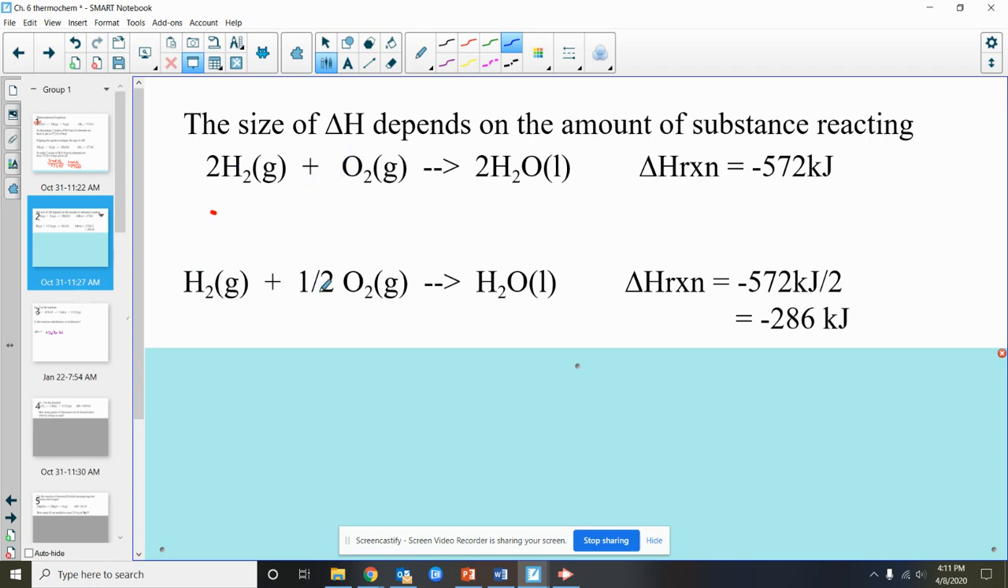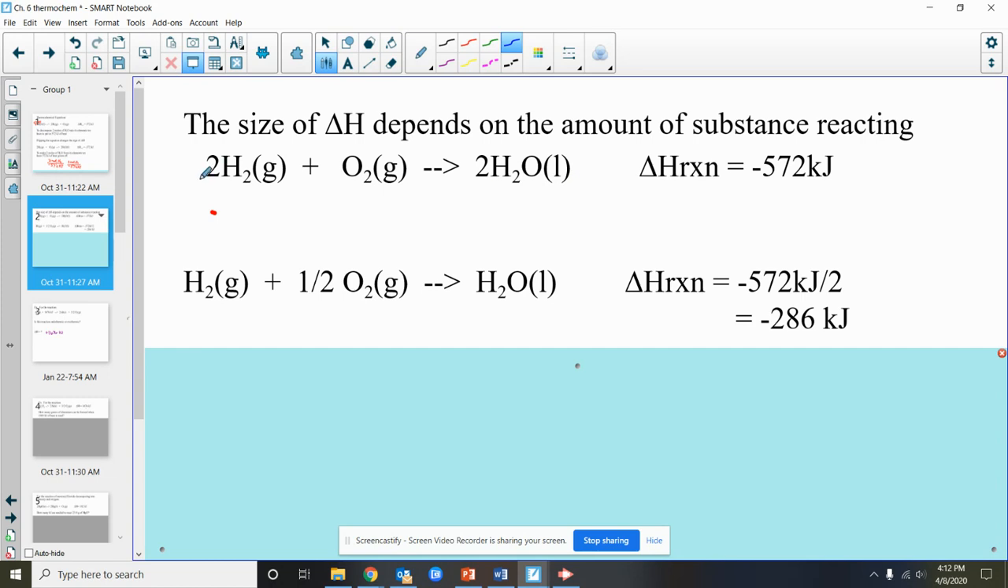Instead of 1 mole of oxygen, I have a half of a mole of oxygen. And instead of 2 moles of water, I only have 1 mole of water. But my kilojoules, my delta H reaction, my heat of reaction, also gets cut in half. Again, the amount is going to really dictate how you calculate all of this.